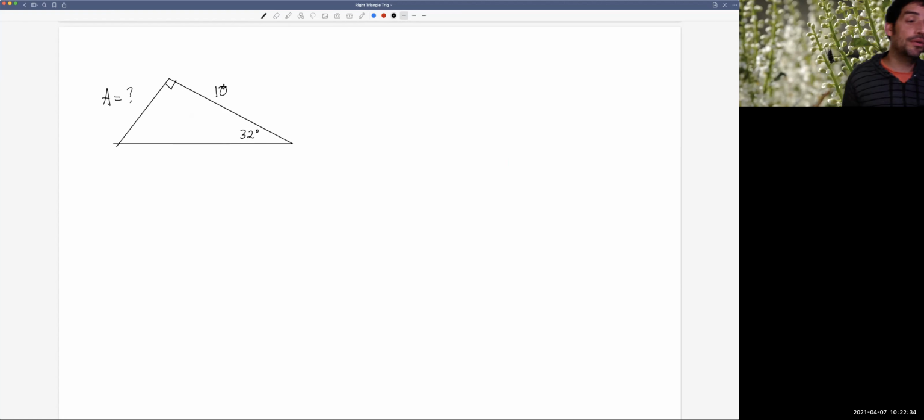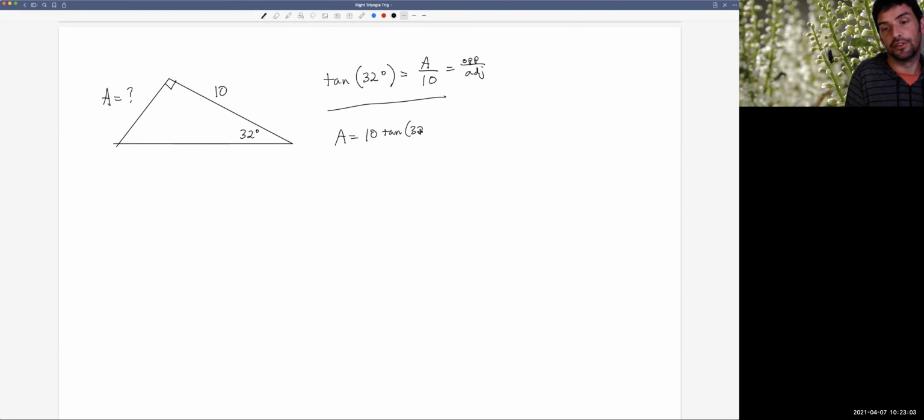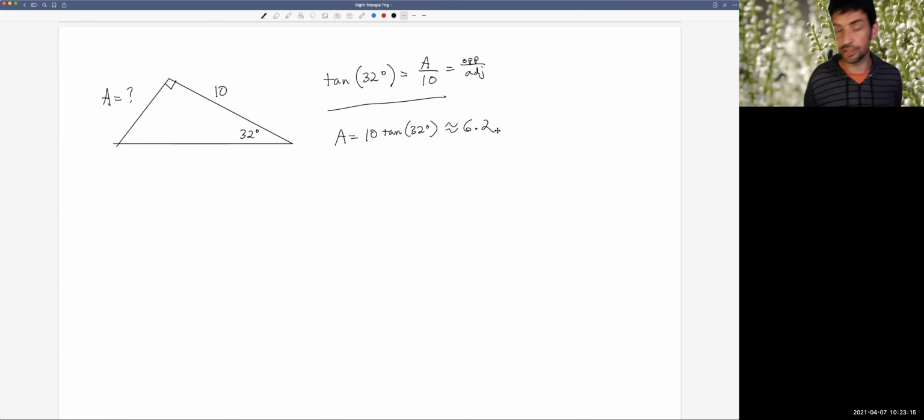If I wanted to know the length of side A, I can use the fact that the tangent of 32 degrees is equal to the opposite side, which is A, divided by the adjacent side, which is 10, right? This is opposite over adjacent. Well, I can solve this equation for A to get that A equals 10 tangent of 32 degrees. If I put that into a calculator, I get approximately 6.2. It's a long string of decimals, but that's a good approximation.